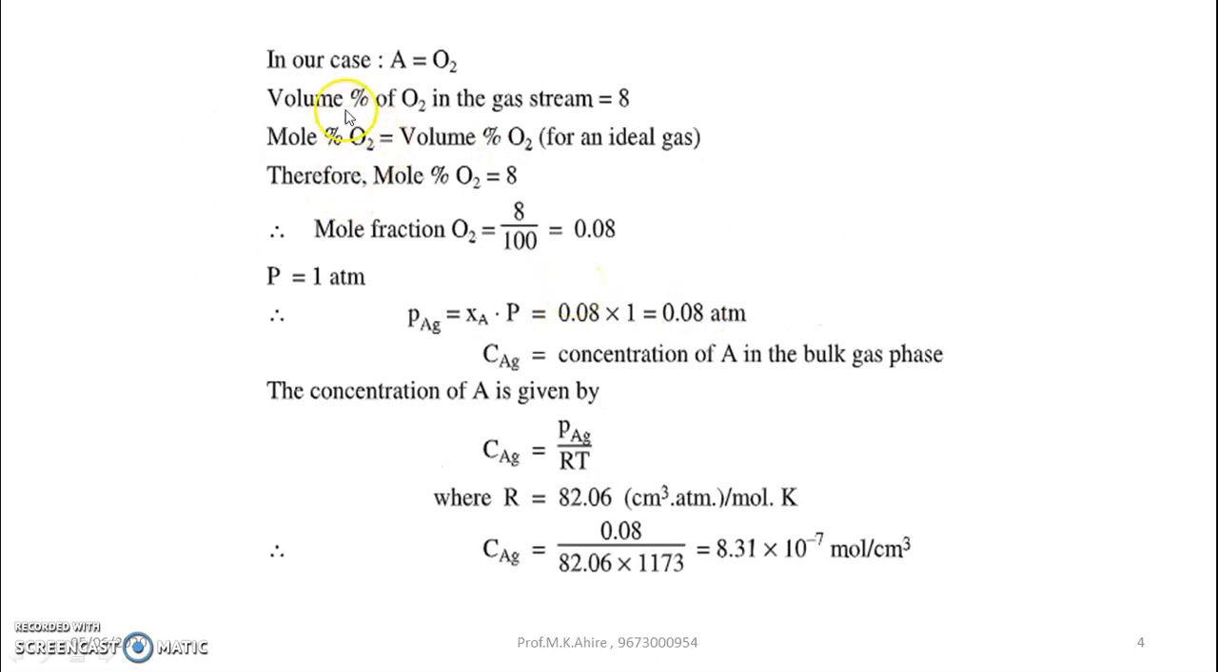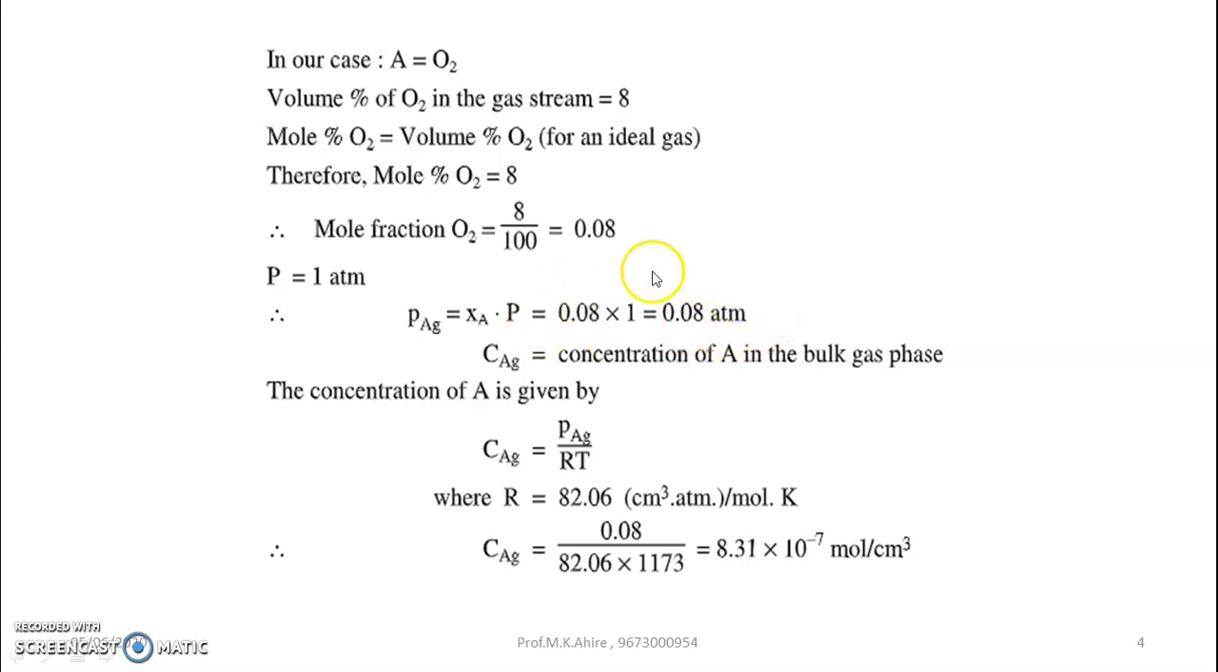Now the volume of oxygen in the given gas stream is 8%, right? So the mole percent of oxygen is also 8, right? So the mole fraction of oxygen will be 0.08. What is the operating pressure? 1 atmosphere. It means to calculate the partial pressure of oxygen, you will multiply the mole fraction of oxygen with the total pressure. So the partial pressure of oxygen is 0.08.